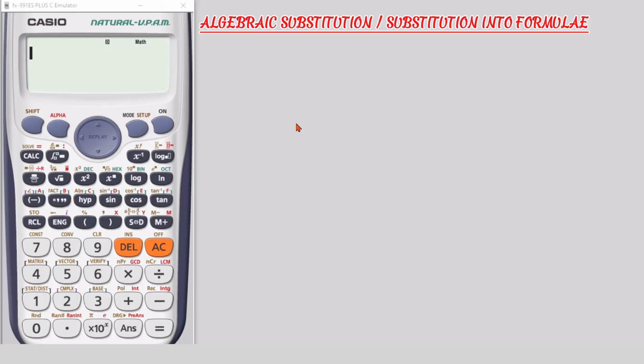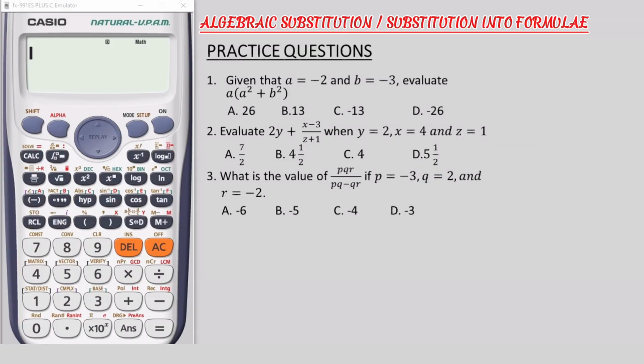In this session, I'll walk you through how to use your scientific calculator to solve questions involving algebraic substitution. For us to better understand this concept, I am going to use some sample questions to do the demonstration. Now, let us assume that we have these multiple choice questions on substitution, and it is expected of us to provide answers to them. There are basically two simple methods of using the scientific calculator to solve these questions.